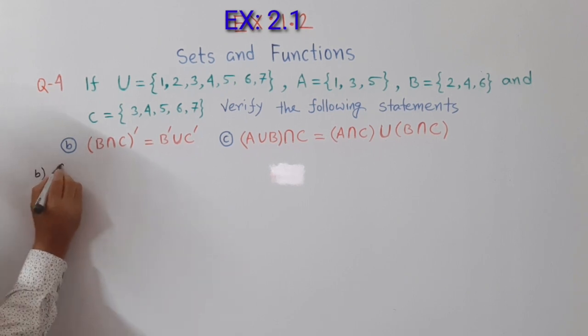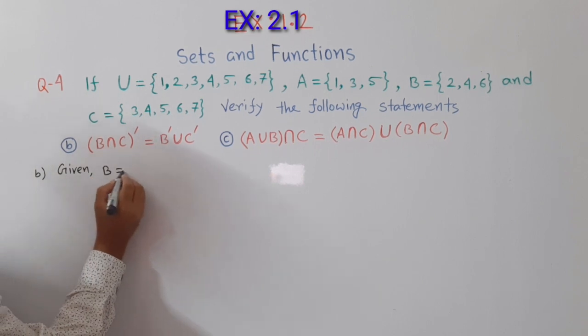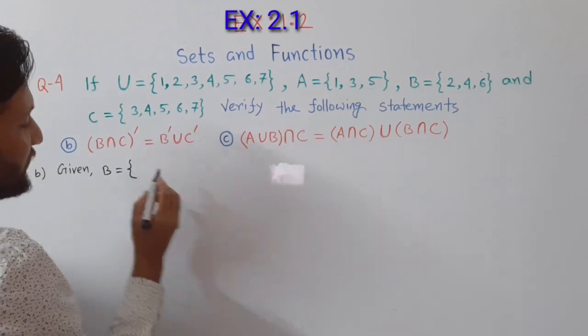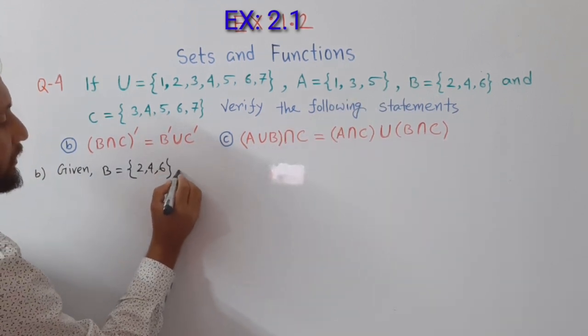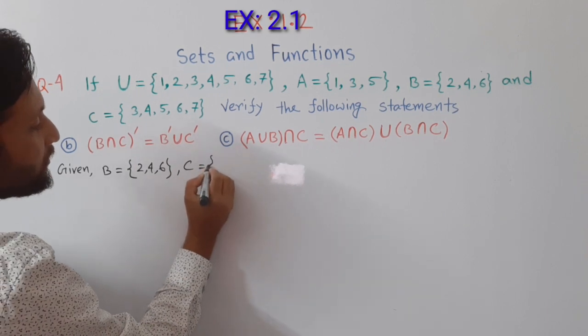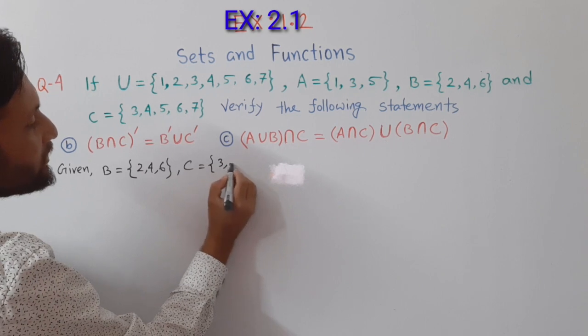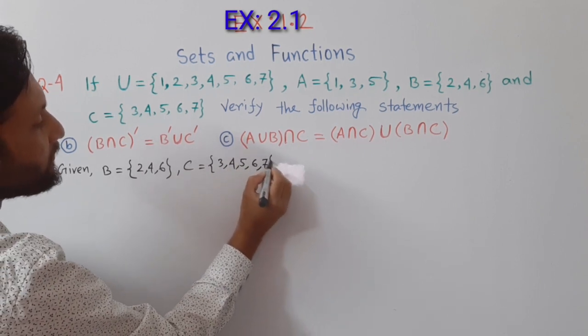Okay, at first write down the given part for B. So at first write down given B set, here B set equals 2, 4 and 6, 3 elements, and C set is 3, 4, 5, 6 and 7, total 5 elements.